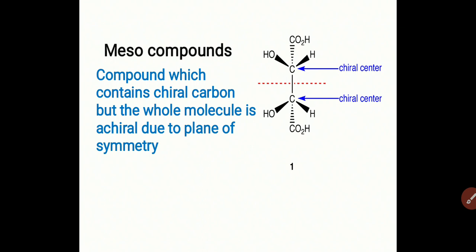I will give you an example. You can see one carbon surrounded by OH group, COOH, H, and this particular group here, which means the total compound contains chiral carbon. But there is a plane of symmetry. Plane of symmetry means if you cut that molecule into two halves and fold it, OH falls on OH, H on H, and COOH on COOH. This type of compound we call meso compounds. Very important point.